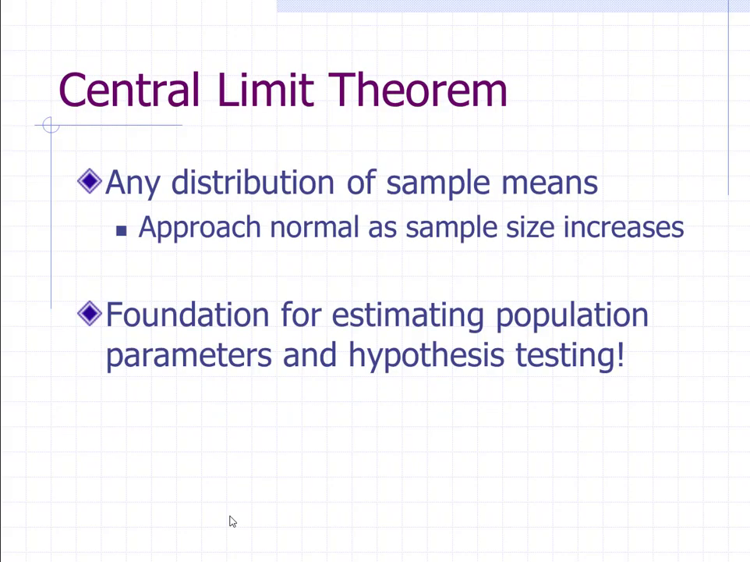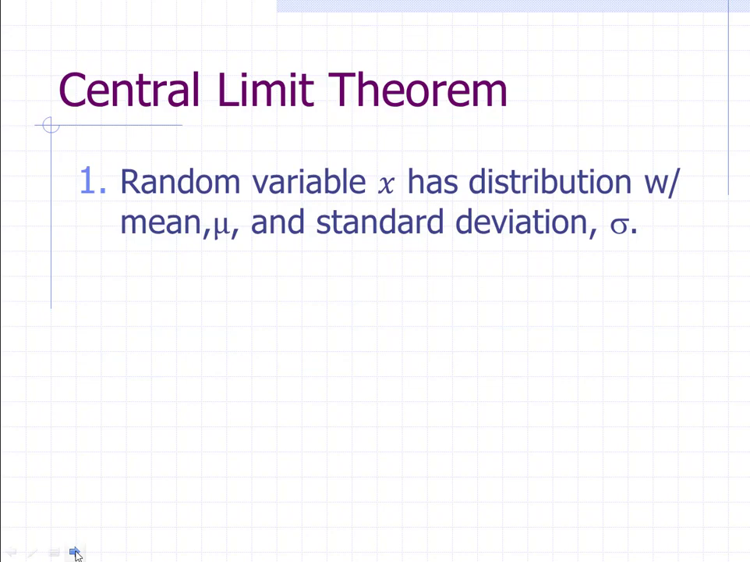Any distribution of sample means approaches normal as the sample size increases. We kind of said that in the last section. But again, this is the foundation for estimating population parameters and hypothesis testing, which we're going to get into in the next unit. When we have any random variable, we're going to call it x, and we know it has a distribution with a mean of mu and a standard deviation of sigma. That shouldn't surprise you. We've been talking about that for quite a while now.